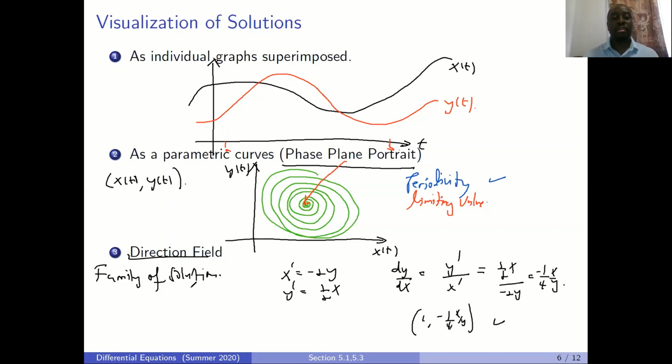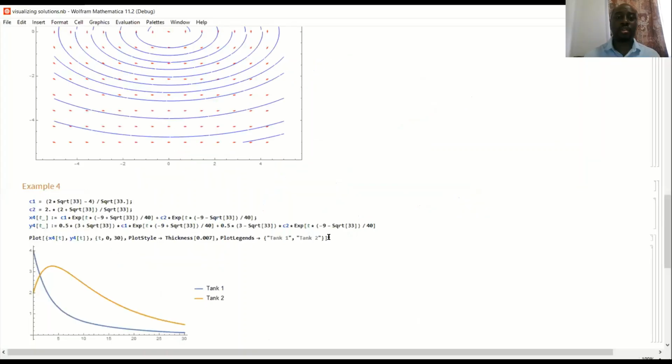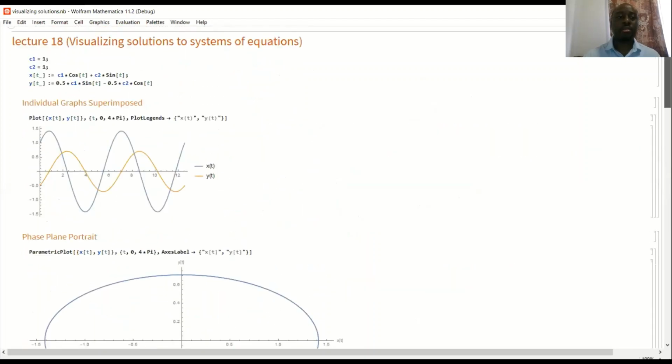Okay, so all of these visualizations give us different sets of information, and really it's up to you to decide which one you want to use at which point in time. It totally depends on the kind of information that you want to extract. Okay, now for this particular problem, I want to show you how some of these graphs look. So let's switch over to Mathematica.